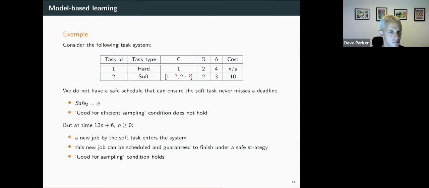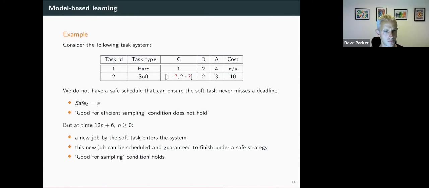Consider this task system as an example with one hard and one soft task. In this system, we do not have a safe schedule that can ensure the soft task never misses the deadline. Hence, the set safe2, that is the set from where we can safely schedule the hard task and the soft task, is empty. So the good for efficient sampling condition doesn't hold.